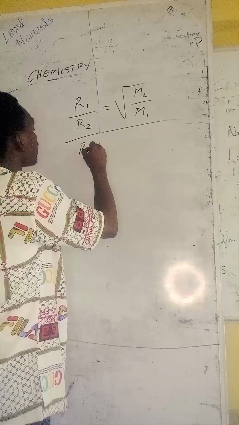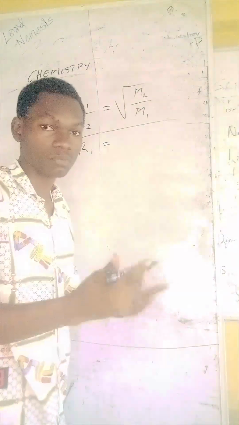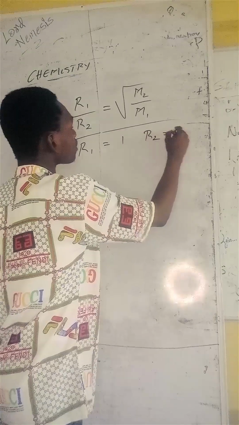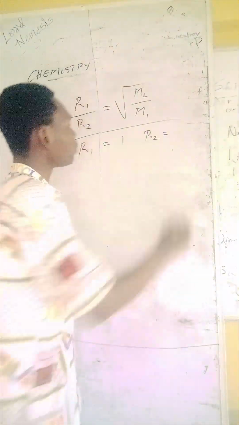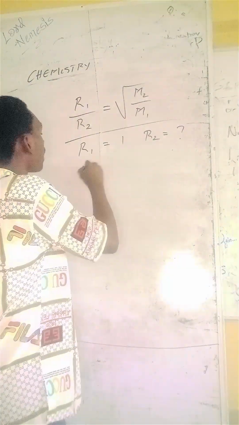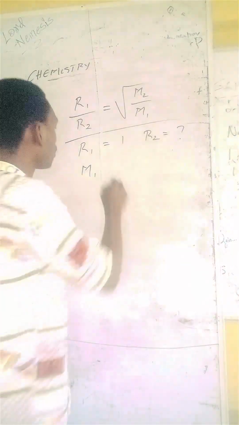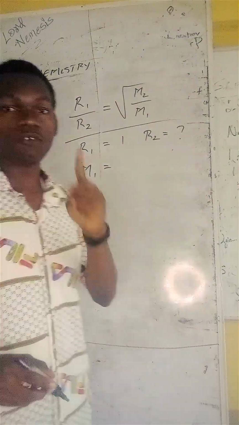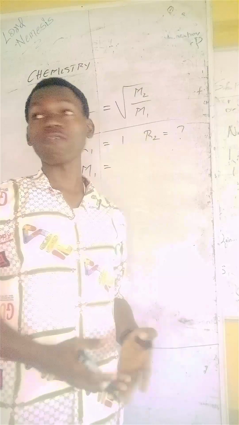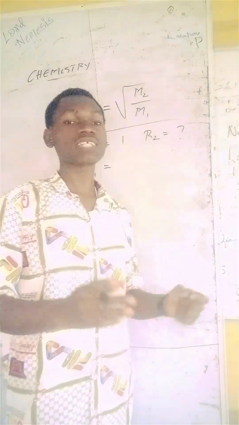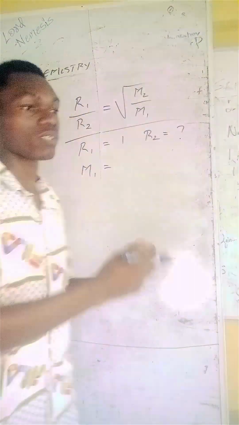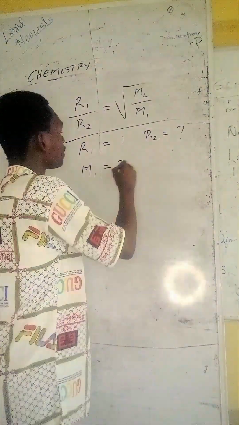We are told that the rate of the first gas, which is the oxygen gas, is 1. Now our R2, the rate of methane, which we don't know, is what we are asked to find. Now our M1, the molar mass of oxygen: we know that the molar mass of one oxygen atom is 16. Now what is the molar mass of O2? We know that oxygen gas is a diatomic gas, it comes in pair. So we multiply 16 by 2 and it is 32.